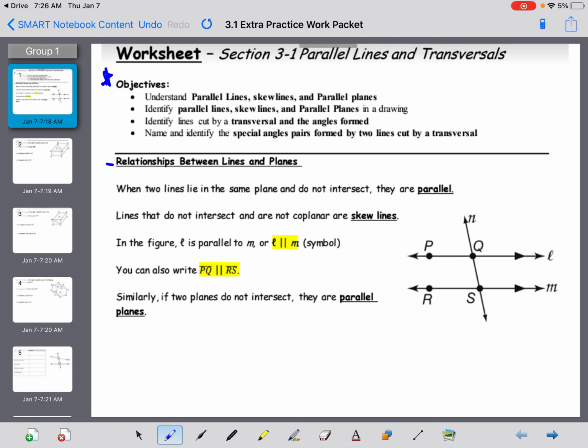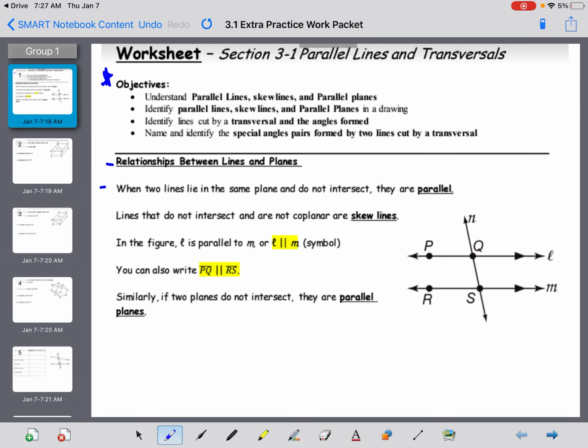When two lines lie in the same plane and do not intersect, they are parallel. Lines that do not intersect and are not coplanar are skew lines. In the figure, L is parallel to M, using the symbol which we learned about. Okay, similarly, if two planes do not intersect, they are parallel planes.